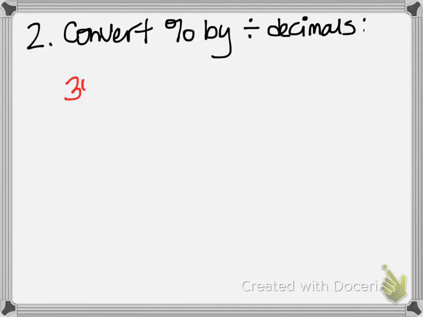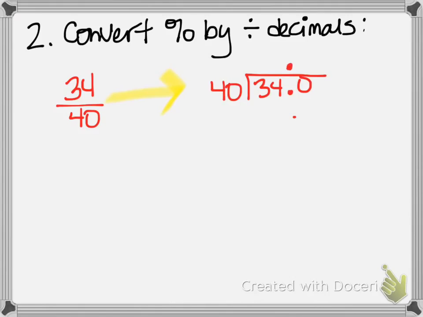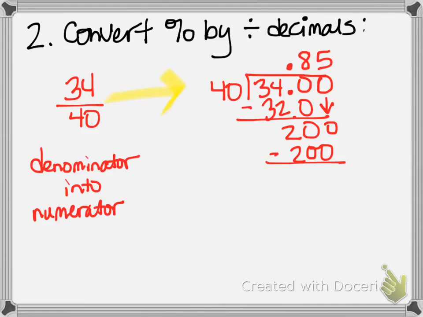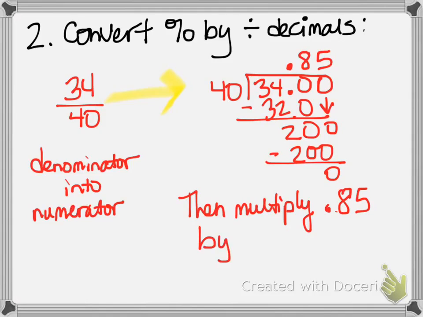The other way to do this is by converting that percentage to a decimal. In order to do this, you have to understand how to divide decimals. Here you divide 40 into 34, which can't be done, so then you add a decimal point with zeros. 40 goes into 34.00. You get eventually 0.85, and then multiply that by 100, giving you an answer of 85%.